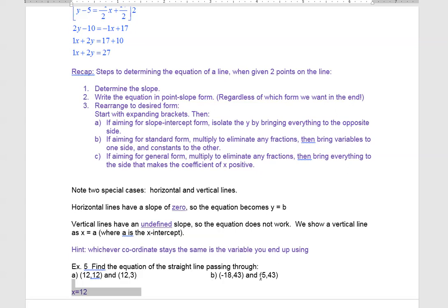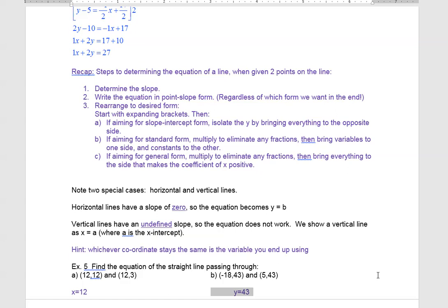In the second one, we have minus 18, 43 and 5, 43. So this is our one where if we go y1 minus y2, we're going to get 0. Our slope is 0. So this is looking at our horizontal line. Y equals 43.